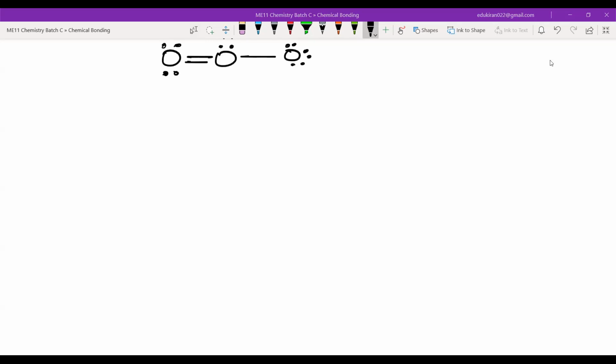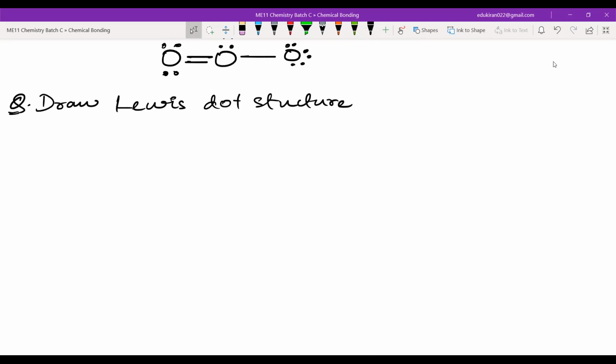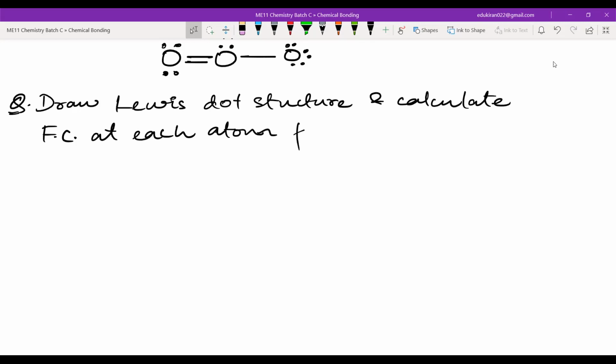So let us do formal charge. Now we should have some more questions for formal charge. Draw the Lewis dot structure and calculate the formal charge at each atom for the nitrite ion.